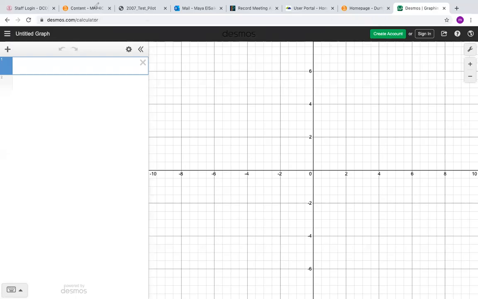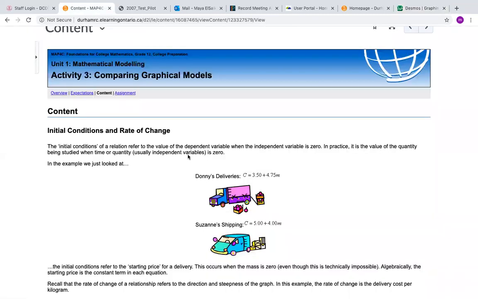So moving on to the second lesson, or the third lesson, technically. What we are looking at is we're going to compare graphical models. We're going to look at two different equations and graph them. We're going to see how they compare, which one is better, and which one we should choose if we are going to choose.